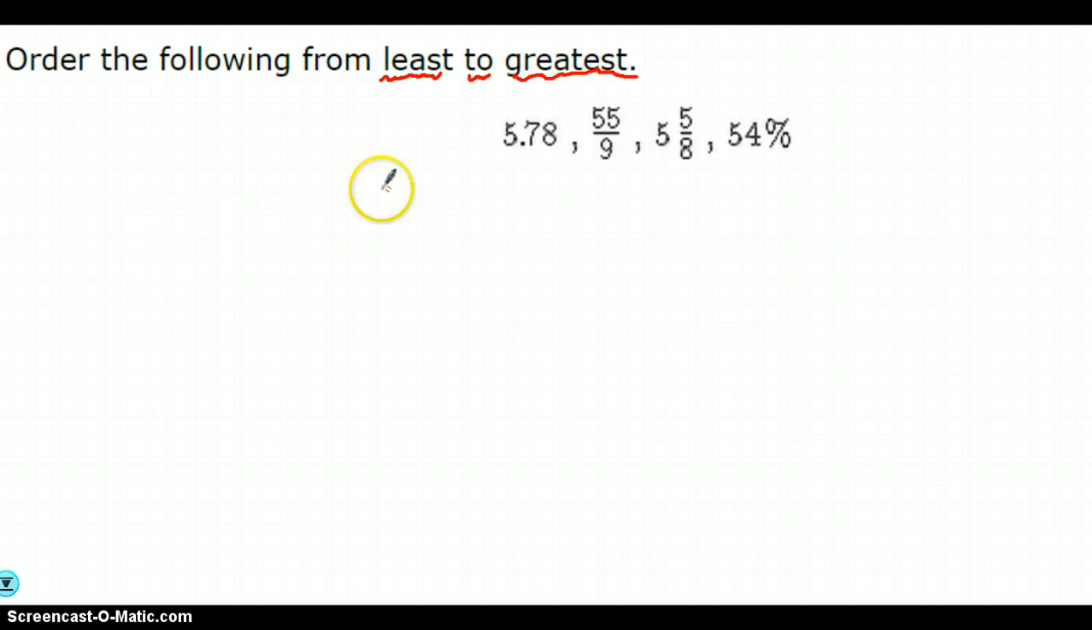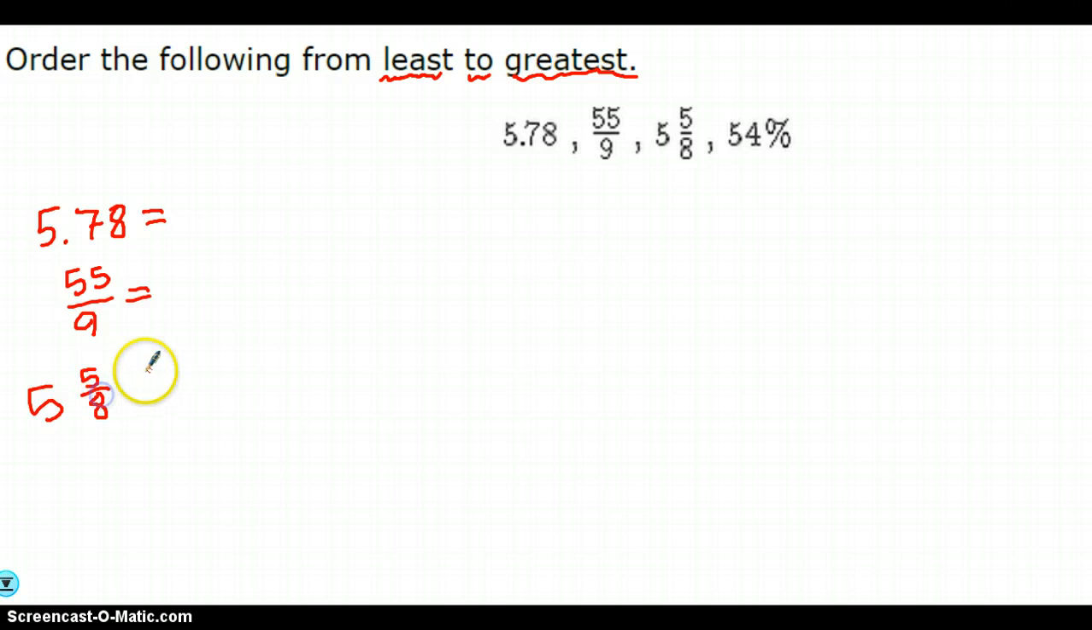It's going to be the same step, essentially, though, where I'm going to write each of these in its decimal form. So I'm going to rewrite the originals over here. I've got 5.78 or 5 7/8 hundredths. I've got 55 ninths or 55 over 9. I've got the mixed number 5 and 5/8. And then I've got a percentage, so I've got 54% as well.